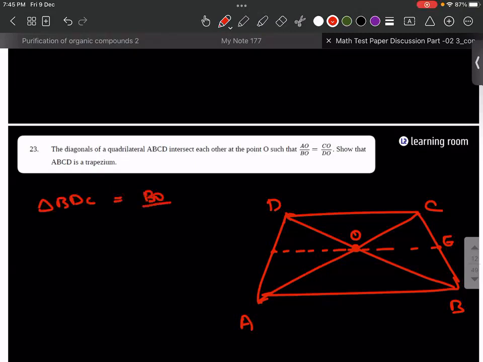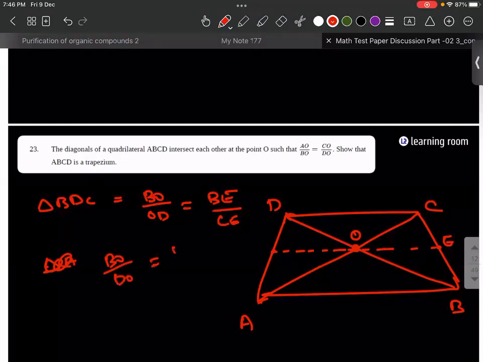OB by OD is equal to BE by CE. OD is equal to BE by CE. Similarly, in the triangle, I got AO by CO equal to BO by DO. That is given. So I interchange it like AO by CO equal to BO by DO. BO by DO will be equal to AO by CO.